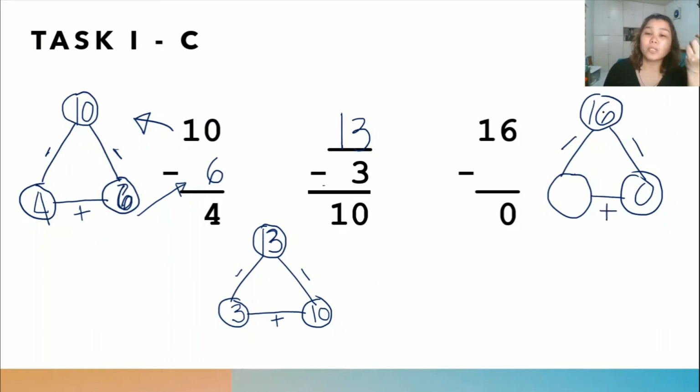If subtraction is difficult for you, so pwedeng i-add. What is the number to be added with 0 para ang answer 16? So the answer is 16. Kaya 16 minus 16 equals 0. So that is what you have to do with task 1C.